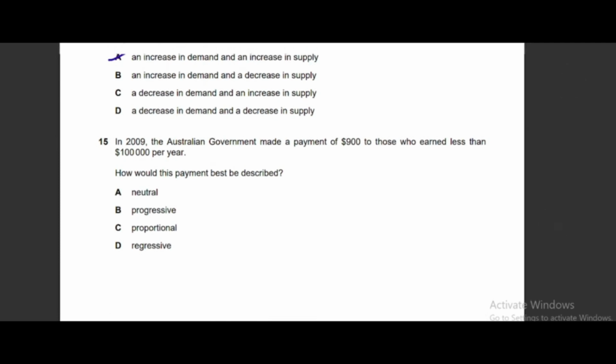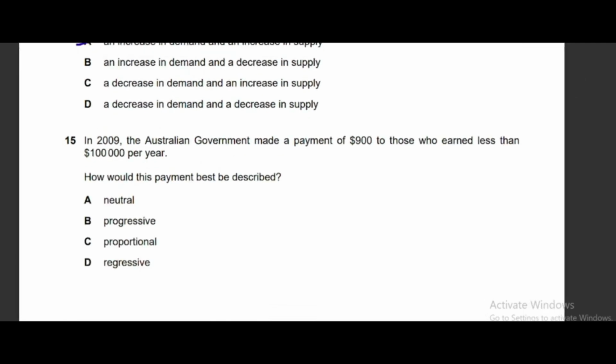The last question for this video, and then in the next video you can watch the next 15 questions. Question number 15 says in 2009 the Australian government made a payment of $900 to those who earned less than $100,000 per year. How would this payment be described? So this payment is progressive.